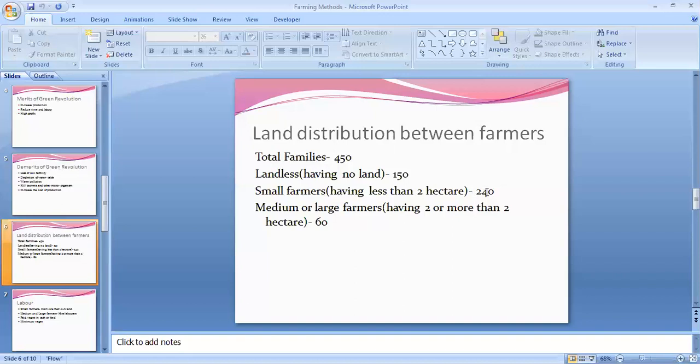And there are 240 families known as small farmers. It means those people who have less than 2 hectares of land area. Now there are some medium or large farmers in Palampur, and the number of these people is 60. It means 60 families are medium and large farmers in Palampur. They have 2 or more than 2 hectares of land area. This is the land distribution between farmers of Palampur.